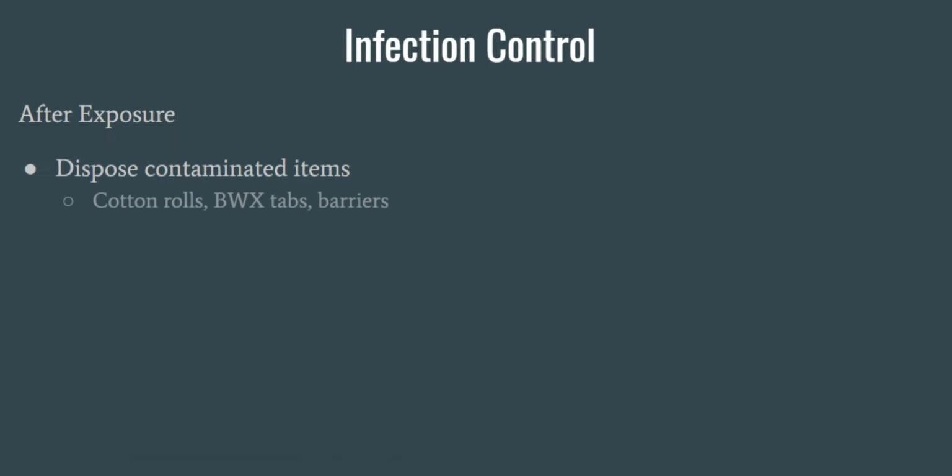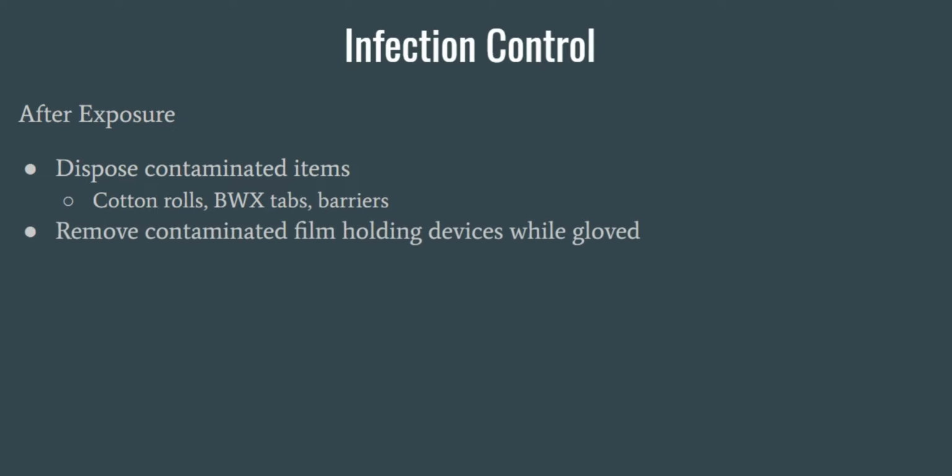There are still some infection control techniques or guidelines that need to be followed after exposure. First, you'll want to dispose of all contaminated items. This is going to include your cotton rolls, bite wing tabs, any barriers that were used, paper towels, anything that can be disposed of at this point while you're still wearing your gloves. Then you will remove contaminated film holding devices, again, while you are still gloved.